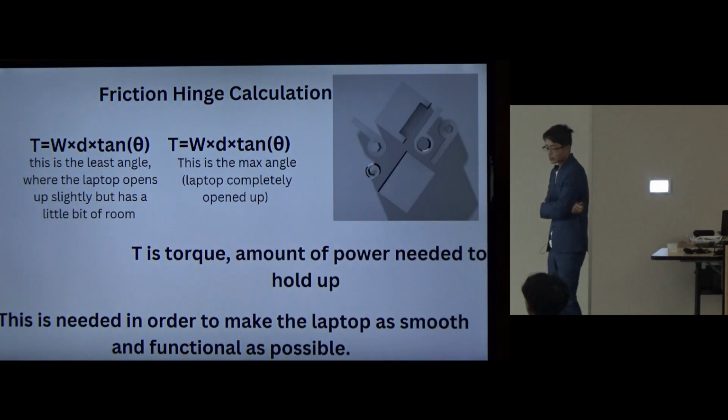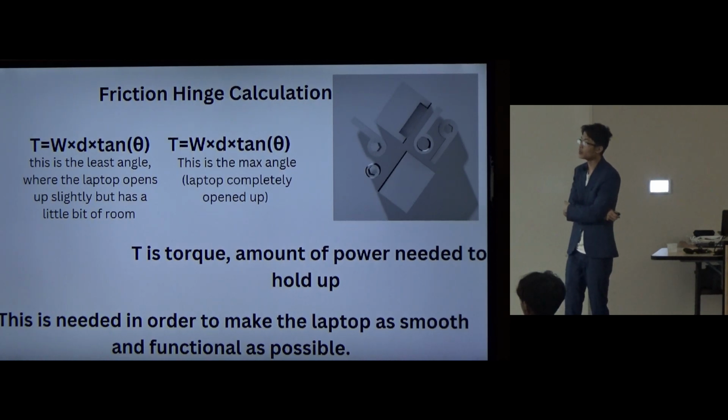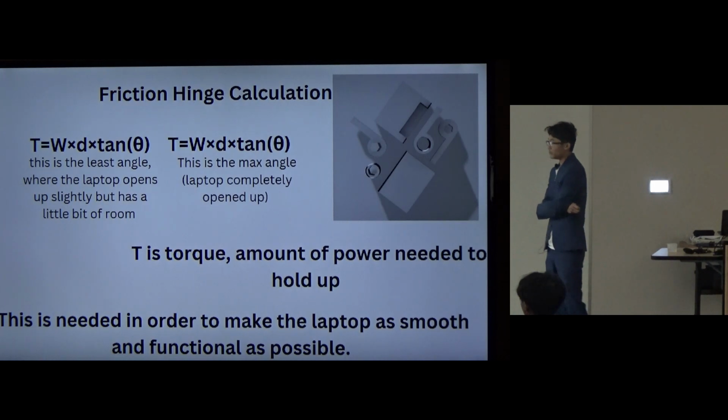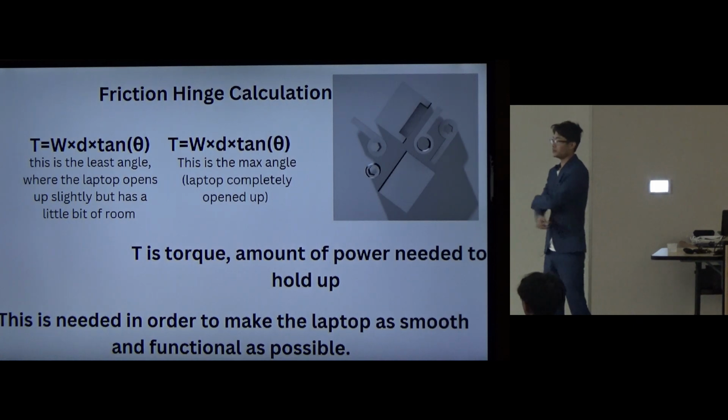So the calculations for my friction hinge are done at the lowest possible opening angle and at the maximum possible opening angle of the laptop. This is to ensure that the friction of the hinge is greater than the torque of the laptop, so it just doesn't fall down.